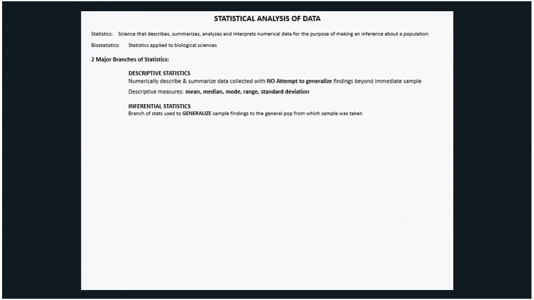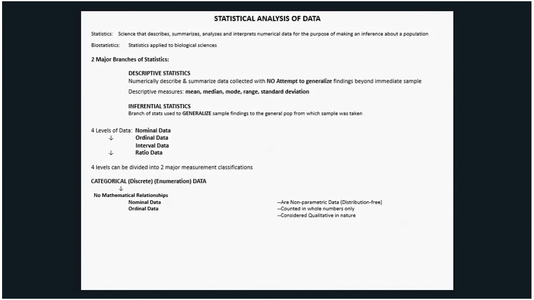Which of these you run, whether it's descriptive or inferential statistics, is going to depend upon the type of data that you've collected. And there's 4 levels of data. There's nominal, ordinal, interval, and ratio data. And these 4 levels can be divided into 2 major measurement categories or classifications. You've got categorical, or also called discrete or enumeration data. With this, there's no mathematical relationship between the numbers or the data that you've collected there. And that's going to be nominal data and ordinal data.